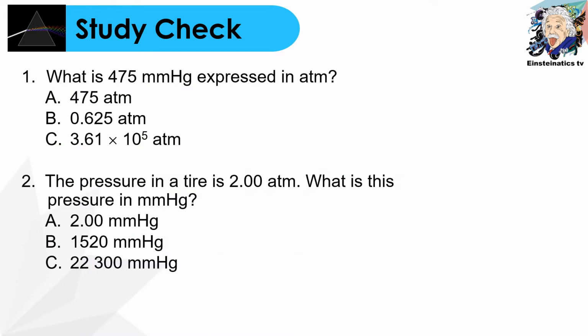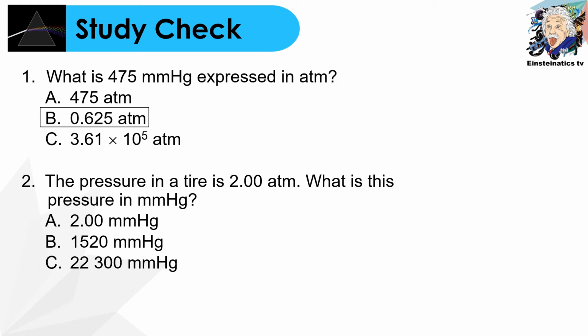So let us try to apply what you have learned sa conversion. Suppose let us solve number 1. You are going to convert 475 millimeters of mercury and you are going to express it in atmosphere. So what would be the correct answer? So you may pause the video while answering and just press play to determine its answer. So for number 1, the correct answer would be letter B.